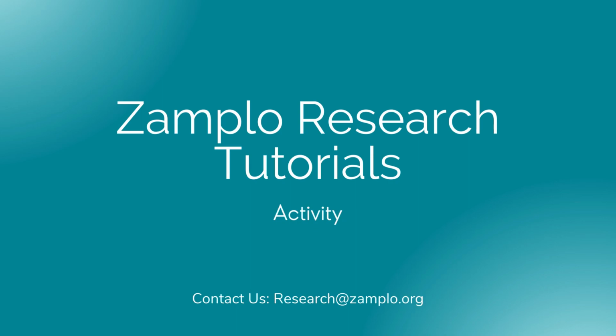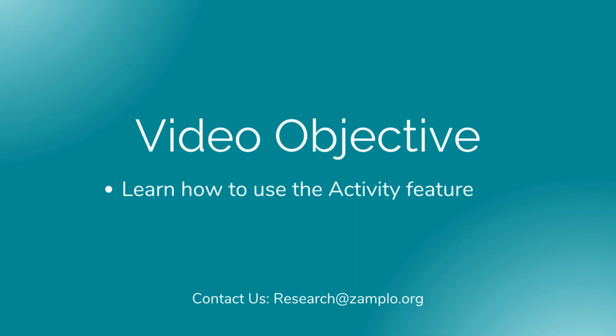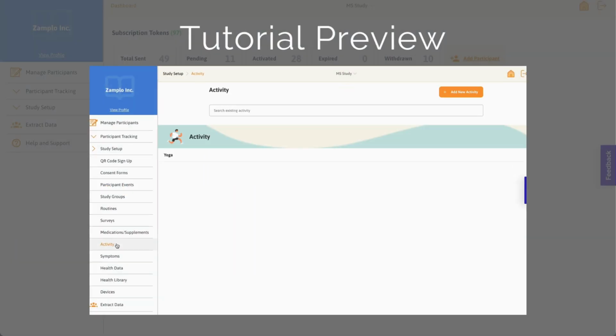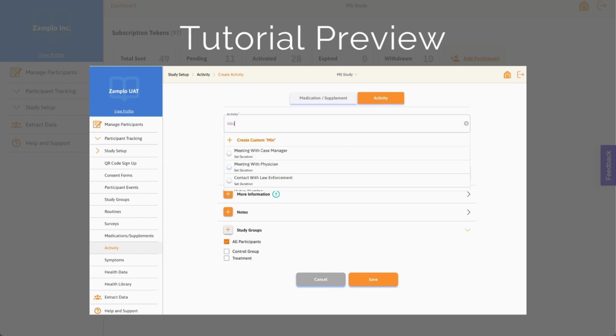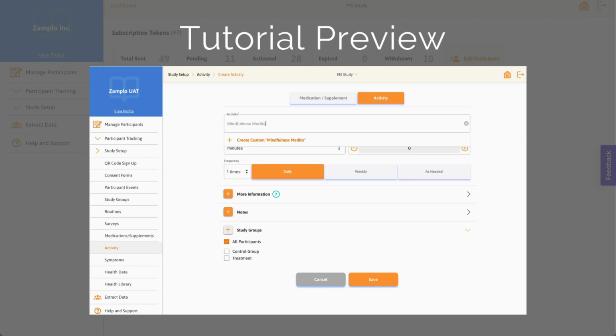In this video, you will learn how to use the activity feature. Setting up an activity through this tab and then adding it to a routine will allow you to monitor when participants complete the activity. Activities refer to any physical or psychosocial behavior participants engage in as a part of their wellness routine. They could be physical, like yoga, or psychosocial, like mindfulness meditation.